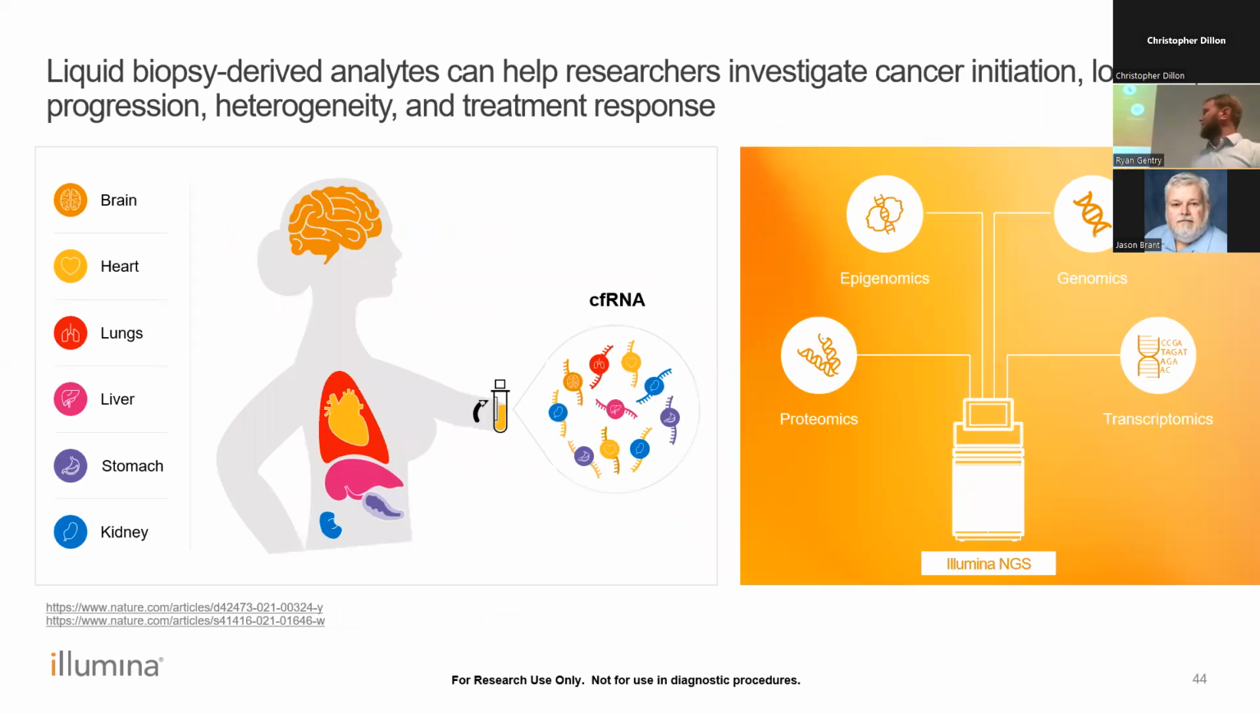Here we're showing some of the things that we can do with cfRNA. We can look at the cfRNA, cfDNA, and epigenomics. We can look at the transcriptomics from different cell types on here, so we see heart, lung, stomach. We can identify the different transcriptome profiles that have already been previously established for those specific organs.